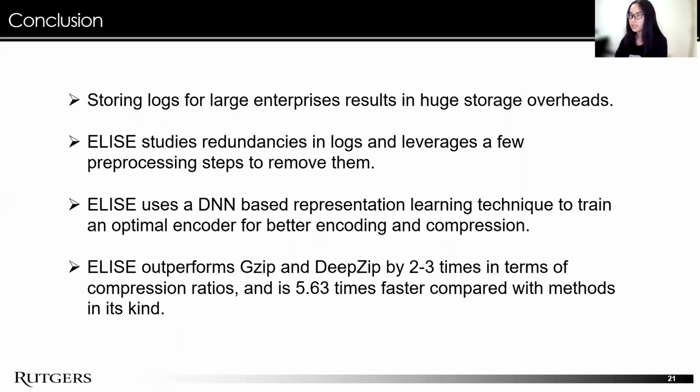Finally, we conclude that, motivated by the fact that storing logs for large enterprises results in high storage overhead, we designed a better log compression method called ELISE to study redundancies in logs and leverage preprocessing rules to remove them. ELISE also uses a deep neural network-based representation learning technique to train a better encoder. As shown by our evaluation results, ELISE outperforms Gzip and DeepZip by 2 or 3 times in terms of compression ratios, and is around 6 times faster compared with DeepZip.